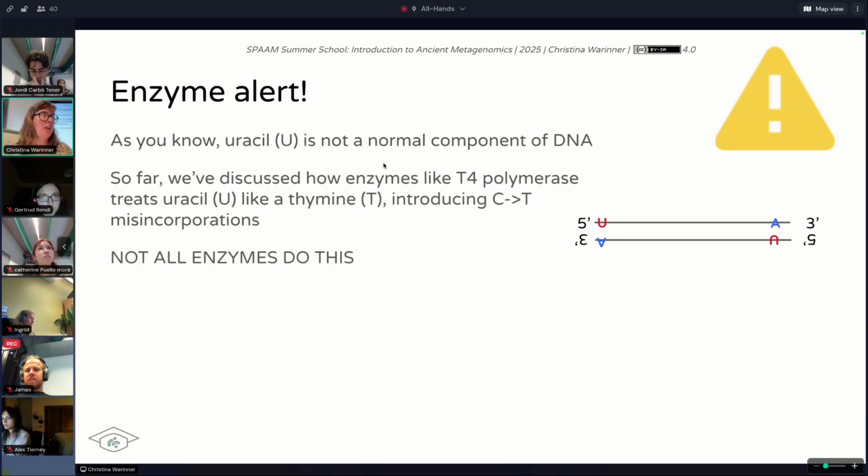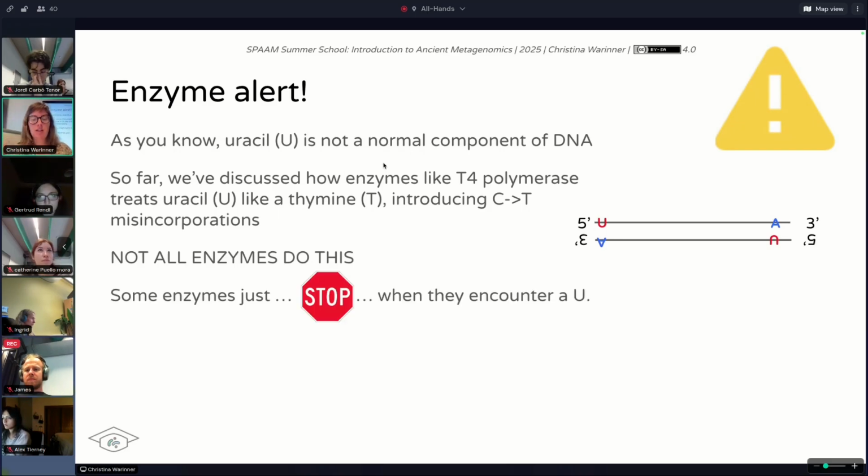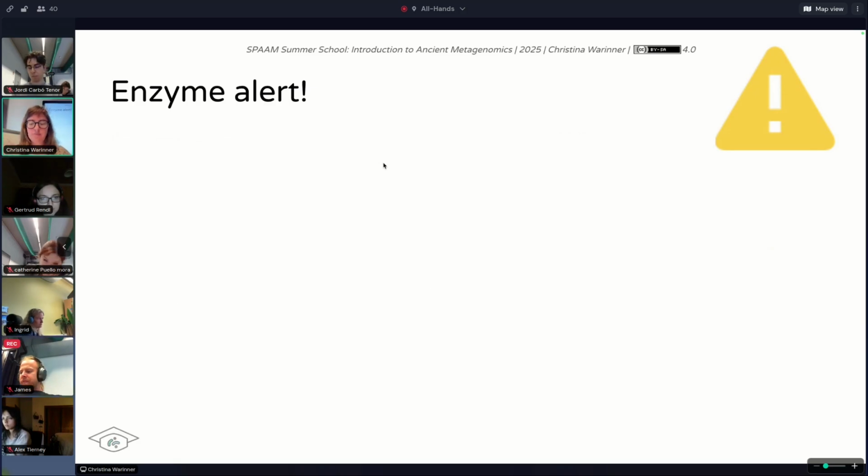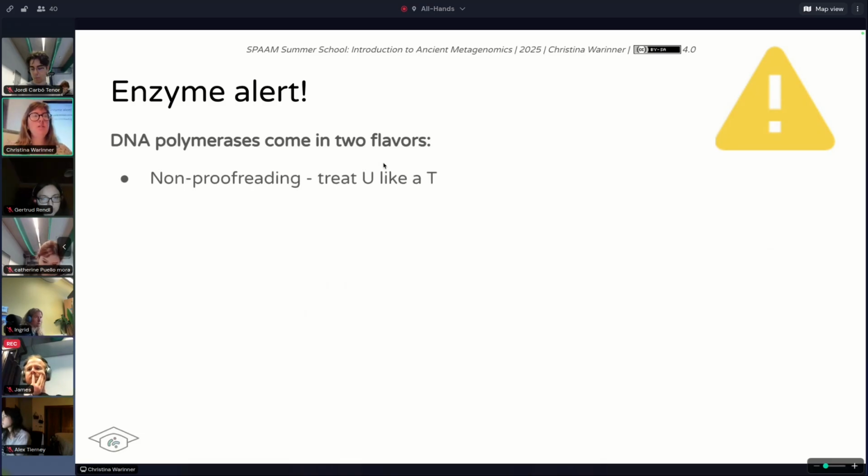But not all enzymes do this. Some enzymes, when they encounter a uracil, just stop. If that happens, that molecule will not end up in your sequencing library and will not end up in your data set. So the damage present in ancient DNA, the fragmentation and deamination, requires the use of specialized library protocols specifically for ancient DNA.